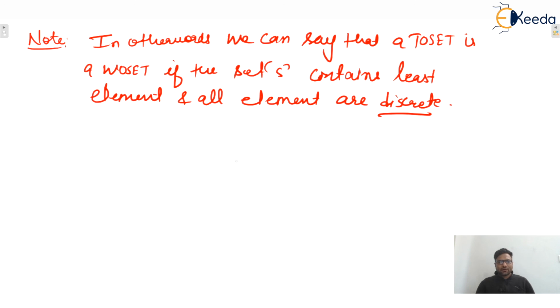I hope this one is clear to everyone. So that's all about PO set, TO set and WO set. We discussed what is a partial ordered set, what is a totally ordered set, and what is a well ordered set. I hope this one is clear to everyone.